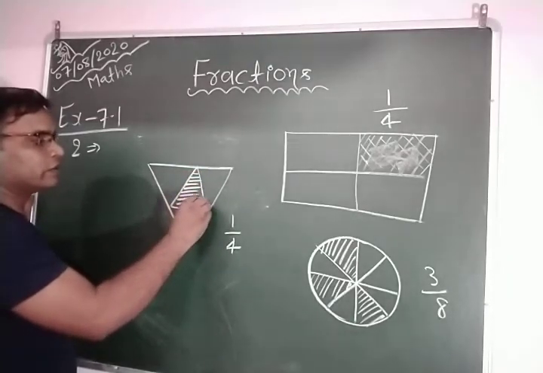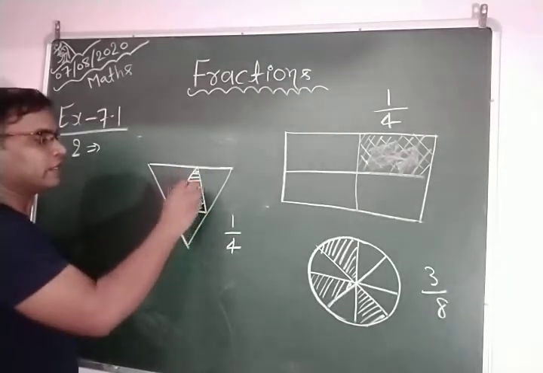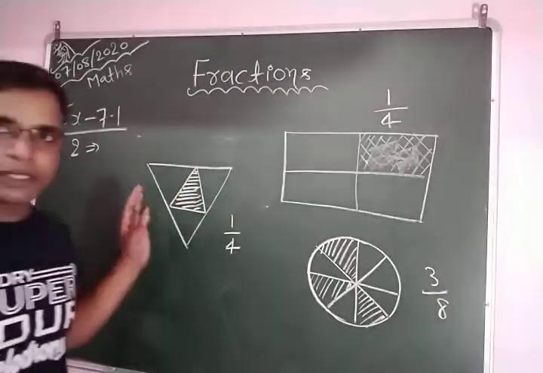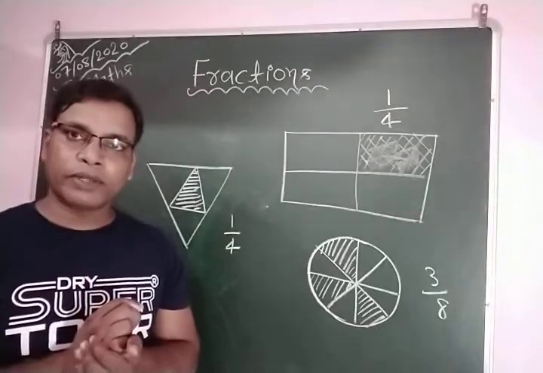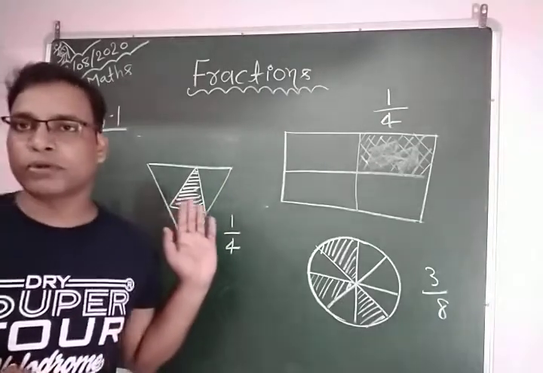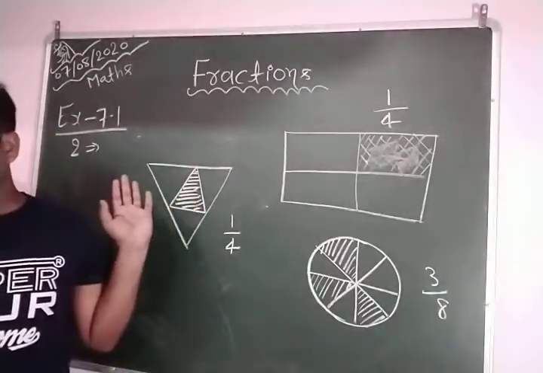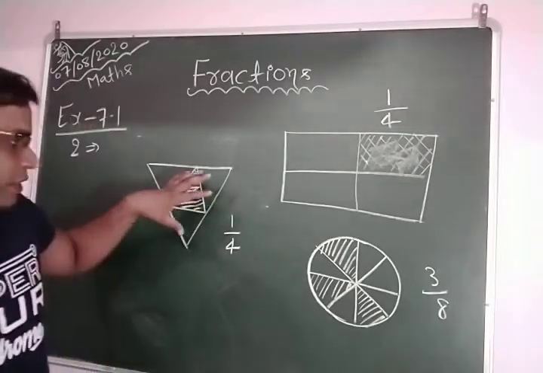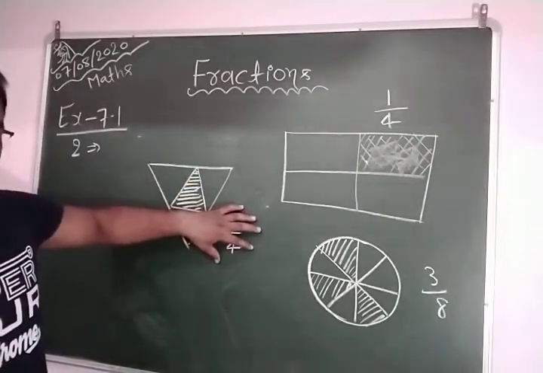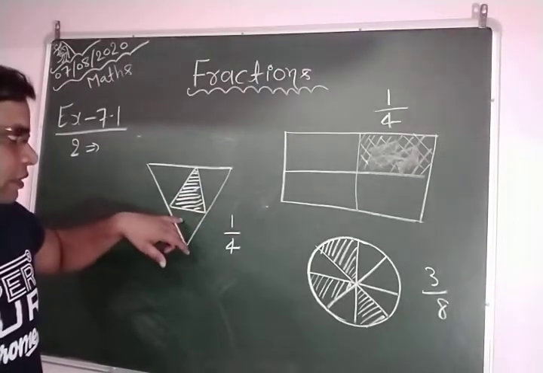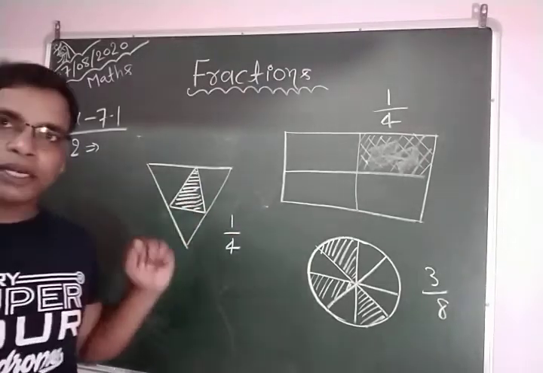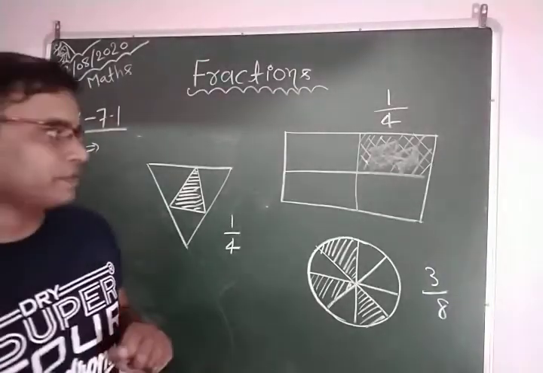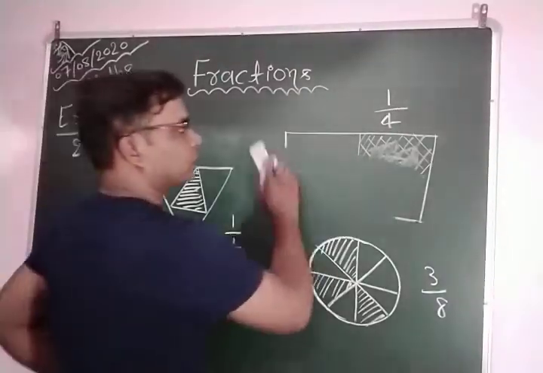So a fraction is a part of the whole. Here the fraction given is 1 by 4, and this is a figure. This figure has 4 parts, and we color only one part because the question tells us to color the part according to the given fraction. This is 1 by 4. So in this figure there are 4 parts, and we color only one part.